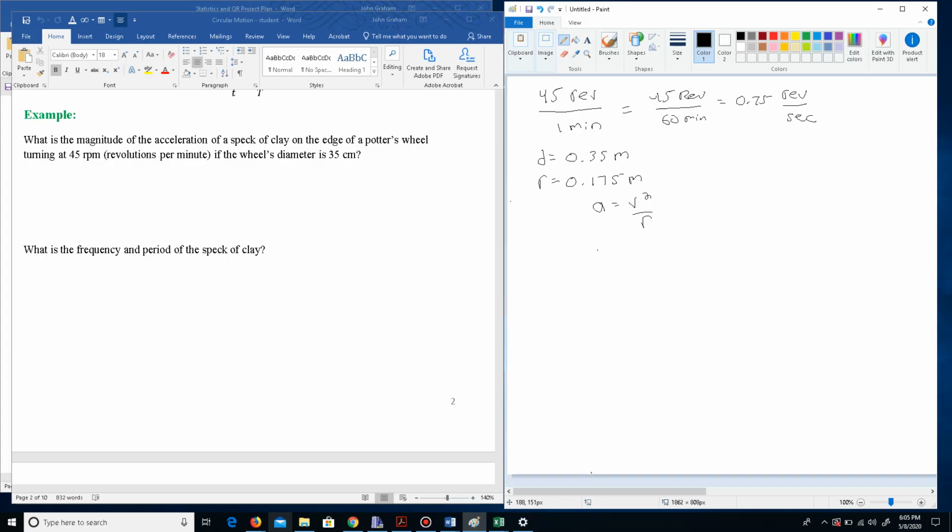So we are not being given V directly, but we can find V, right? What we're going to want to do is set V equal to how far this speck of clay traveled. This is one circumference, and then we need 45 circumferences. So we'll want 45 times 2 pi times the radius, over the time, which we know is 60 seconds. I just realized I wrote minutes up here; it's seconds. All right, so 45 over 60 is 0.75 times 2 pi times the radius, which is 0.175.